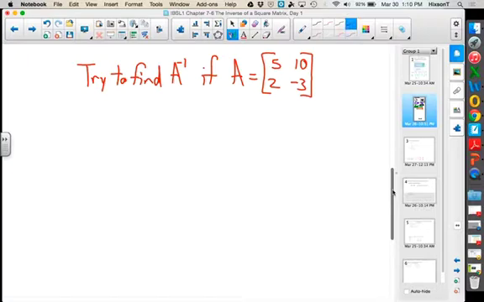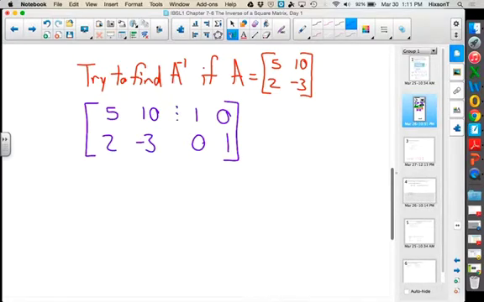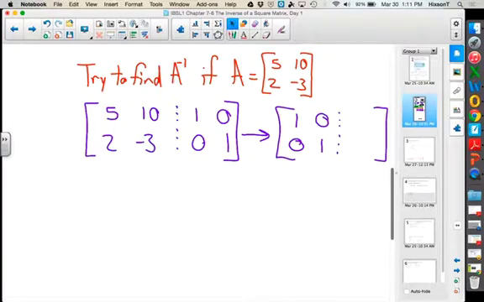Let's just make sure everyone can get started on the right foot here. How would I set this up? Let's use the second method, the one that we just did. 5, 10, 1, 0. 2, negative 3, 0, 1. Okay, good. So you see here, you have the original matrix on the left, the identity matrix on the right. You want to get to where you have the identity on the left and something we don't know yet on the right. Okay, so take a couple minutes here and try it out.